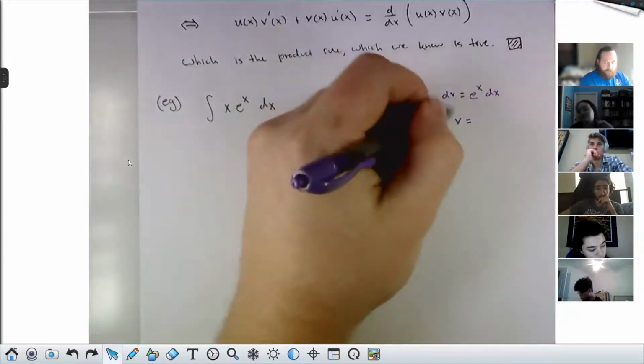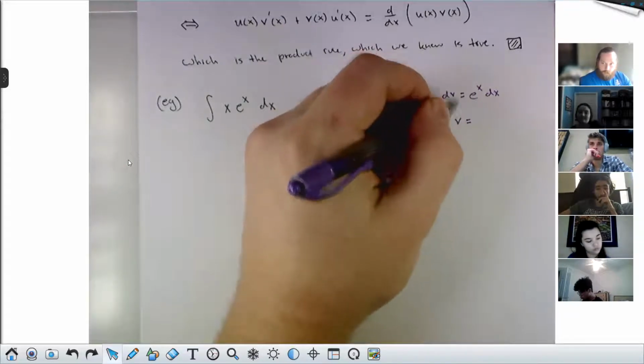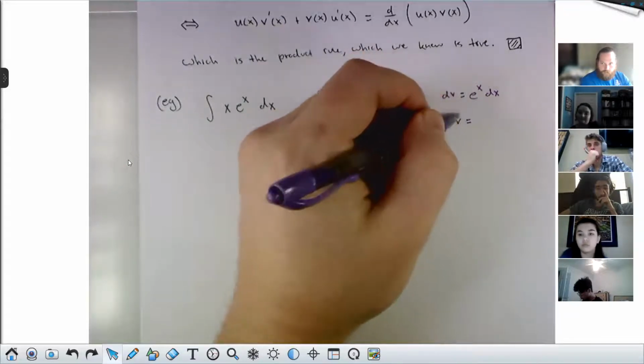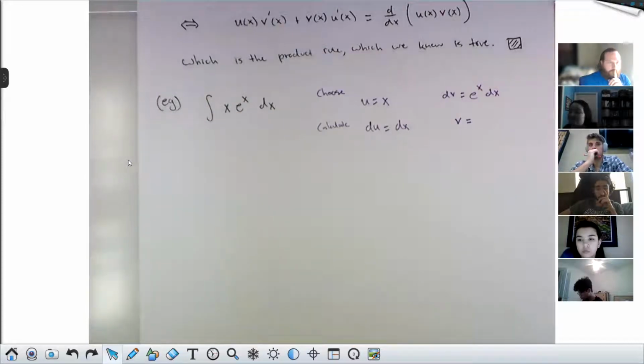To go from dv to v, we integrate, right? So if I integrate e to the x dx, what do I get? There's no need to be shy. You can shout out. Remember, space bar is like a walkie-talkie button. Yeah, e to the x. Thank you, guys.